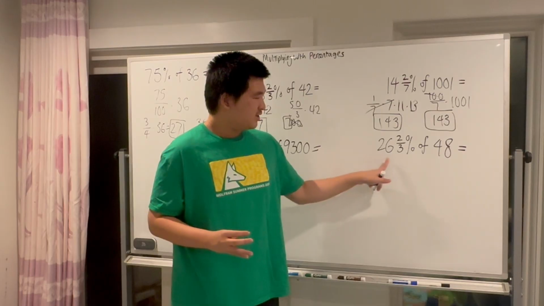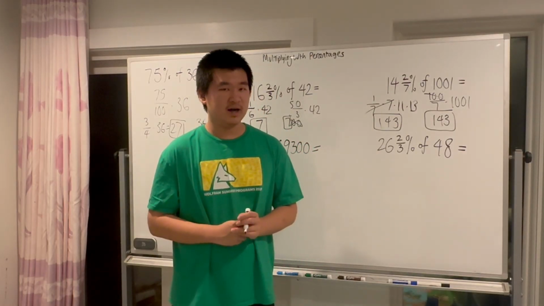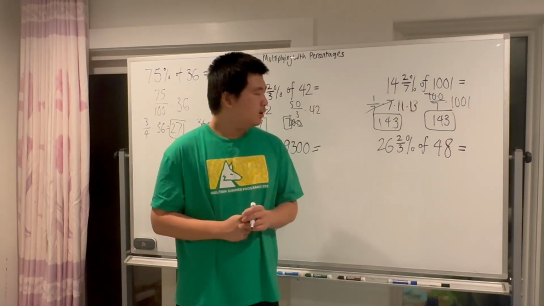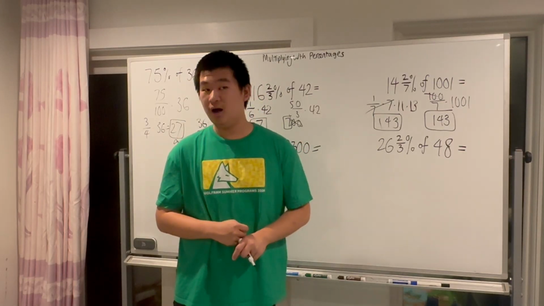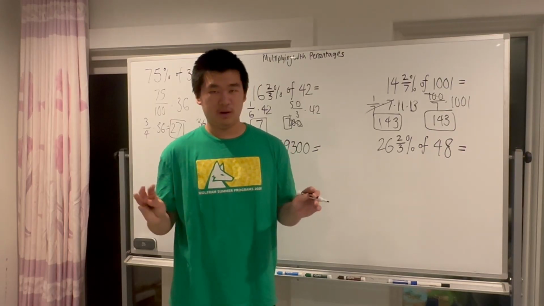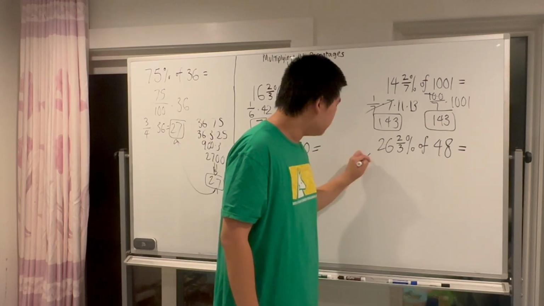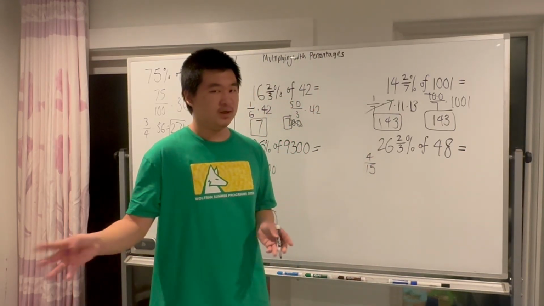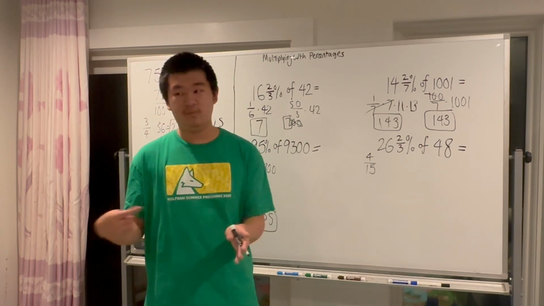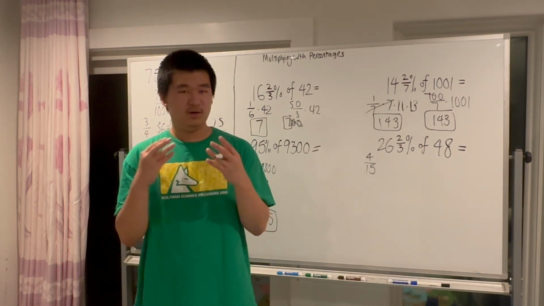Final question, 26 and 2/3% of 48. Now I will admit, 26 and 2/3% is kind of a niche fraction, okay? This fraction is equal to 4 over 15. And if you haven't done a lot of math, I would not blame you at all if you could not recognize this. But 26 and 2/3, that is 4 over 15. You might be able to recognize it because it's 20% plus 6 and 2/3%, which is 1/5 plus 1 over 15. You can kind of think of it that way, but of course, you don't have to.